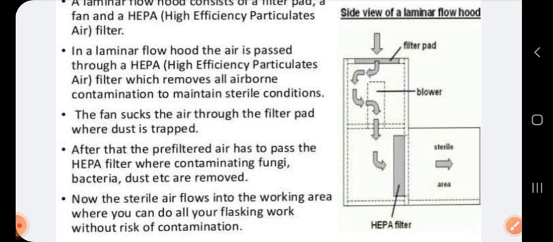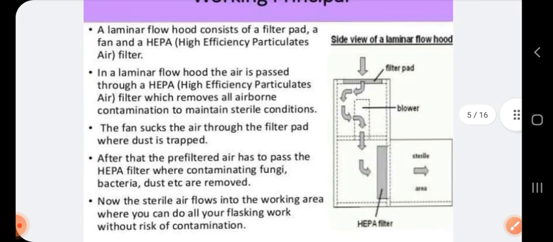Two types of laminar airflow are there. One is horizontal laminar airflow, one is vertical laminar airflow. Depending on that, we use them. Normally vertical laminar airflow is employed for students and for research. But for commercial purposes we can also use horizontal laminar airflow, if a number of people are working in a particular area in a large laminar airflow hood.